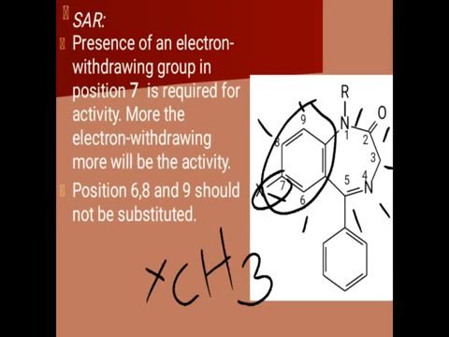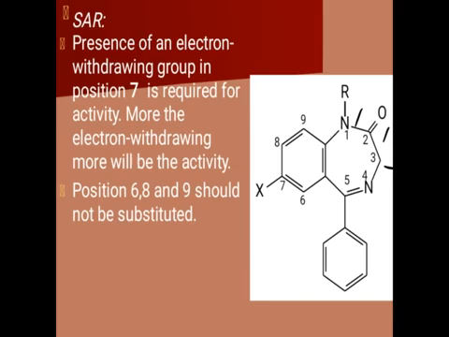Next point regarding this benzene ring is that the remaining positions 6, 8 and 9 must be unsubstituted for optimum activity. If these positions are substituted, it will disturb the resonance, it will decrease the activity. So there must be unsubstituted positions, that is position 6, position 8 and position 9. So this is regarding the benzo part.